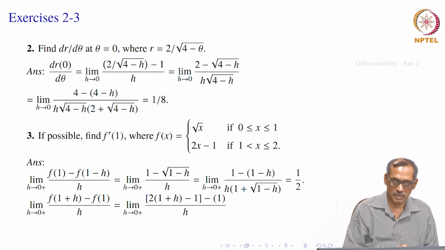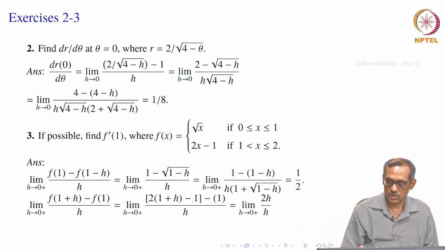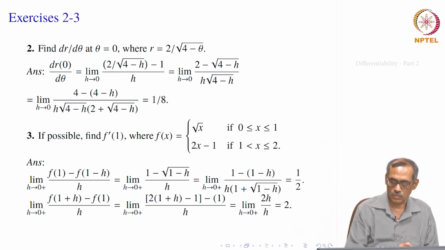Now, about the right side limit. That is f of 1 plus h minus f of 1 divided by h. This is the 1 plus h definition. So, f of 1 plus h is 2 into 1 plus h minus 1, minus f of 1, which is 1, divided by h. Since this is differentiable, that should give some answer. So, 2 minus 1 is 1, minus 1 cancels and you have 2h by h, and that gives you 2.